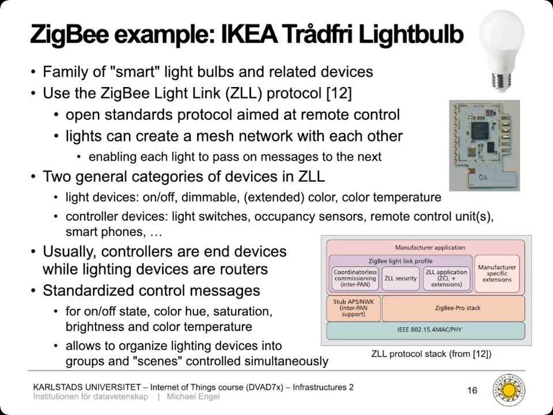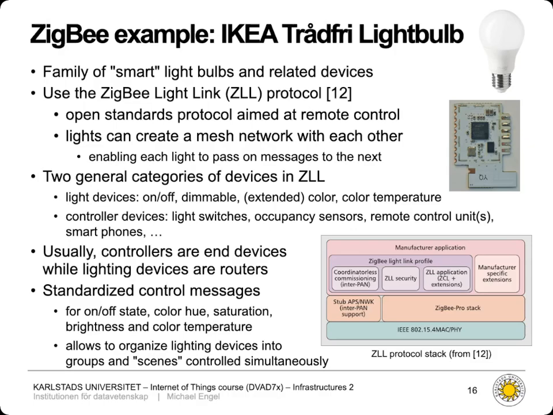if it's required. In ZLL, there are two general categories of devices. First you have light devices, and as we've seen, they have functionality to be switched on and off. They can be dimmable. They can be set to different colors if you have color LEDs, and you can control the color temperature. On the other hand, of course, you have things like light switches and dimmers, but also things that enable building automation for office buildings.